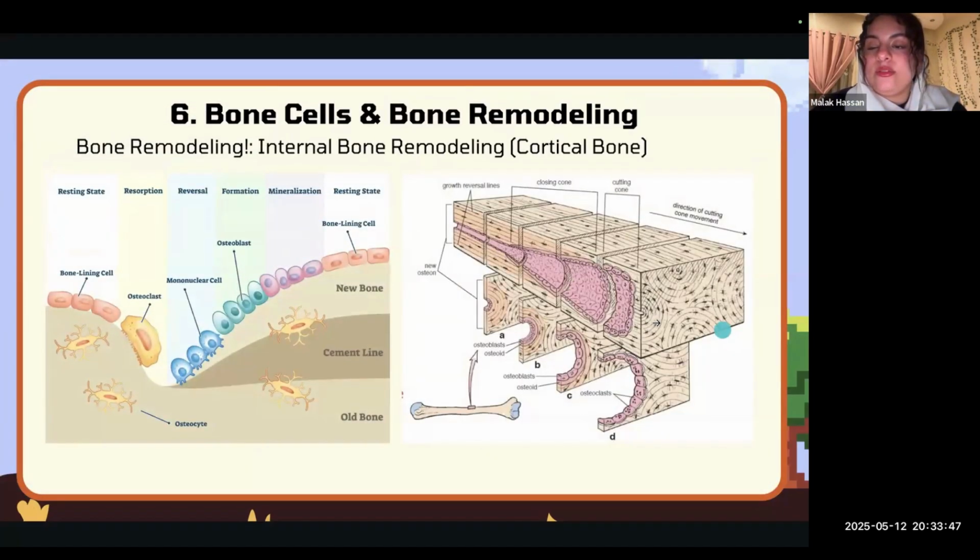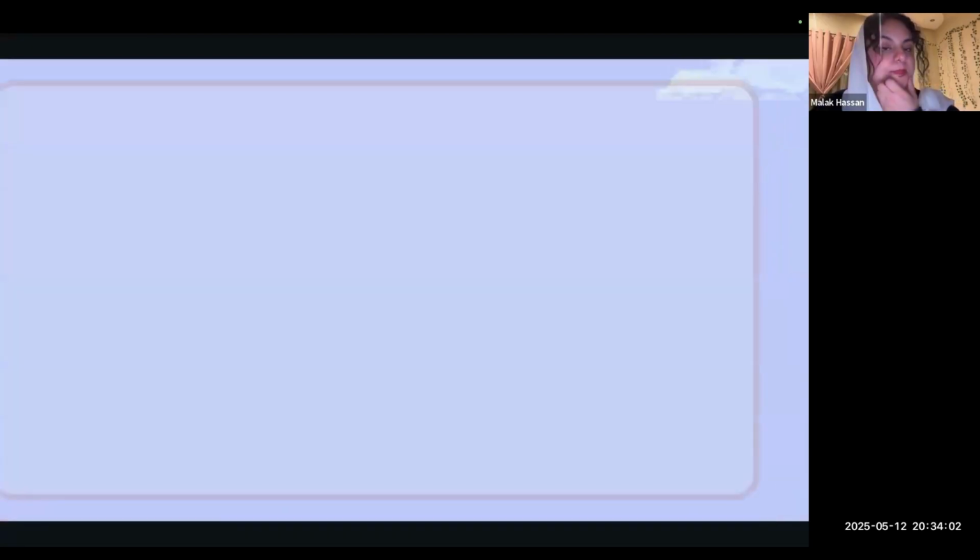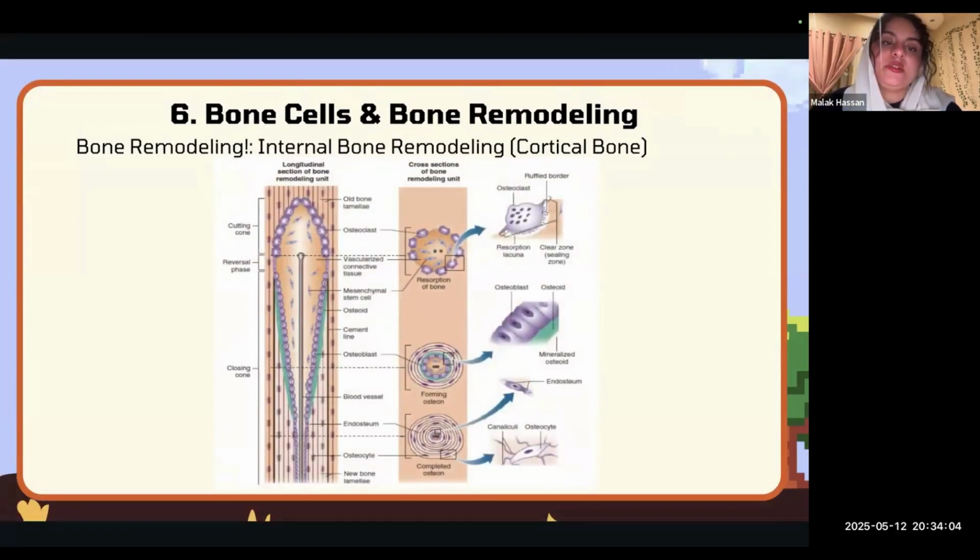So here you have the new osteon being formed. And then you have the old osteon becoming the interstitial lamellae. This is another picture where you have the cutting cone moving in this direction, and then you have the closing cone moving right after it.